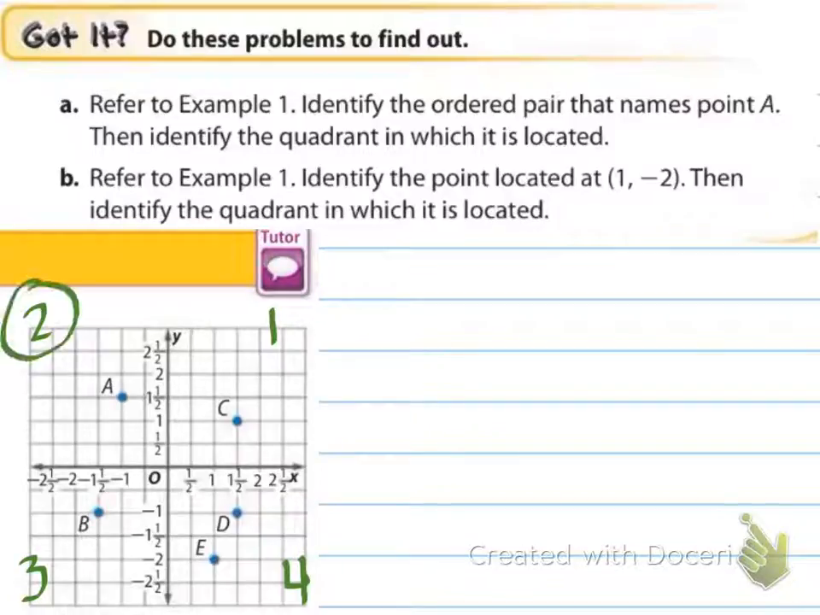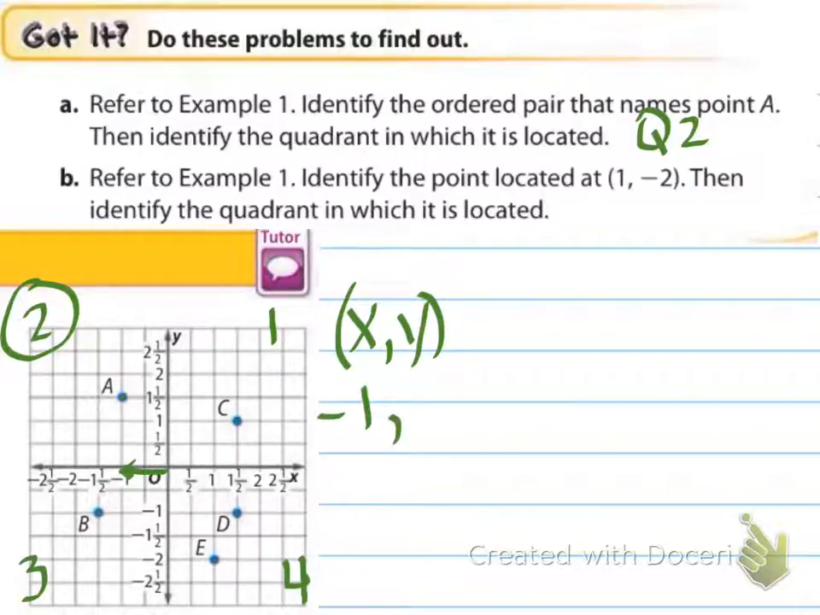So point A is in quadrant 2. So I'm going to put quadrant 2. And I don't care if you put the Roman numeral 2 or if you write the number 2. Okay, it's not a big deal to me either way. And then it said to identify what the ordered pair is for this point. So on my x, remember we always do our x comma y. On my x, I know I'm going over to -1. And then on my y, I'm going up to 1 1/2. And so my ordered pair is -1 comma 1 1/2, quadrant 2.